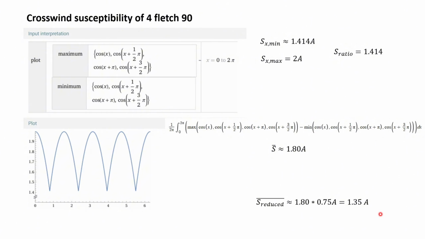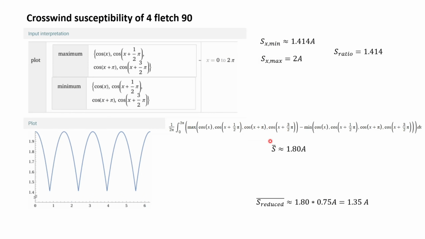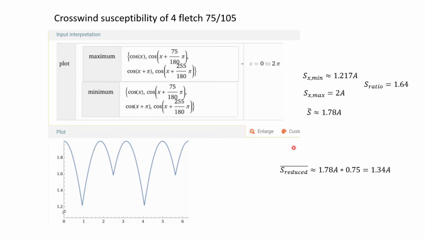Now, this is why I included 75-105. People call this advanced crosswind stability setup. I really don't understand why. Look at this. The average area getting blown on by crosswind, 1.78, is only marginally smaller, right? So it's only marginally better in crosswind, but it has a huge problem.